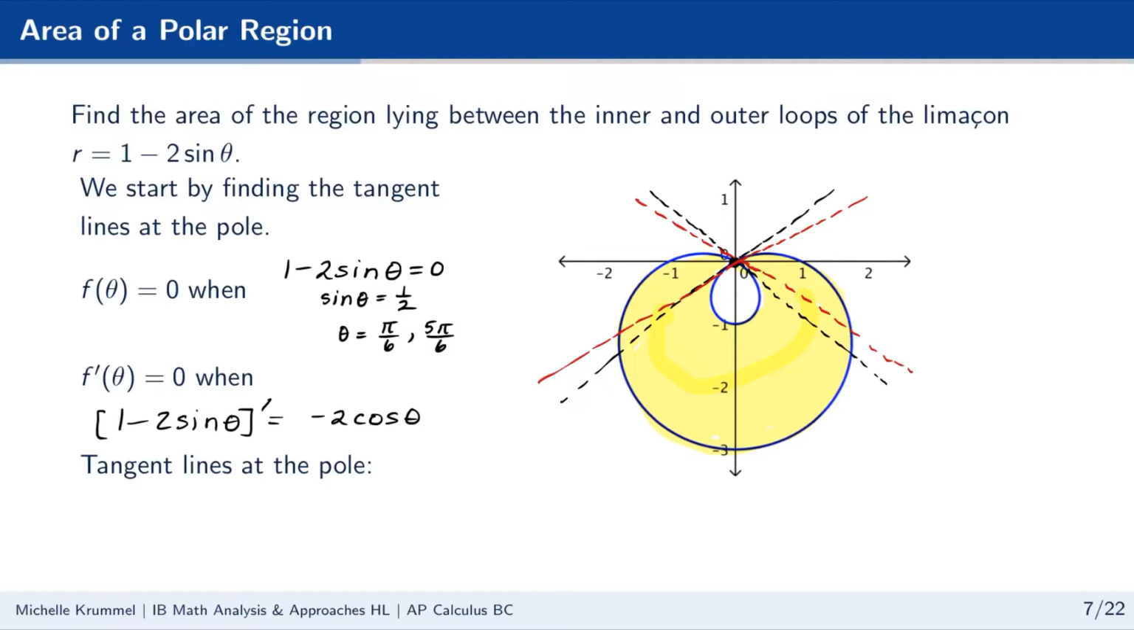Right, then if we substitute in pi over 6, the cosine of pi over 6 is not 0. The cosine of 5 pi over 6 is not 0. So both of these solutions will work as tangent lines at the pole. The tangent lines are theta equals pi over 6 and theta equals 5 pi over 6.